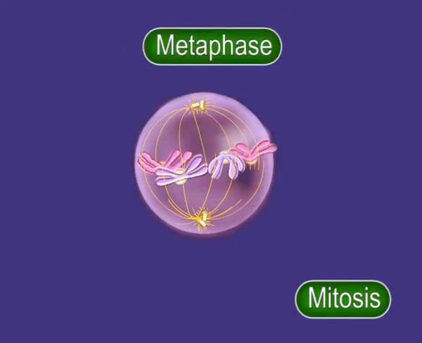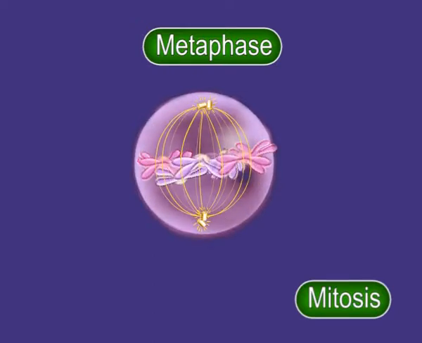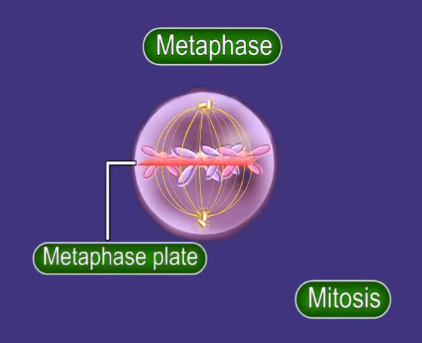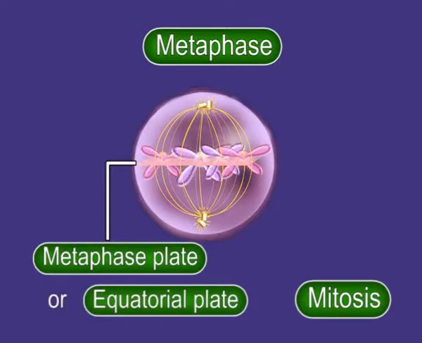During metaphase, the chromosomes have moved to the center of this spindle. Chromosomes get attached to the center of the spindle through their centromeres. All the chromosomes lie at about the same level of the spindle on an imaginary plane called the metaphase plate or equatorial plate. At this stage, two distinct chromatids of each chromosome can be observed, which are arranged along the metaphase plate.